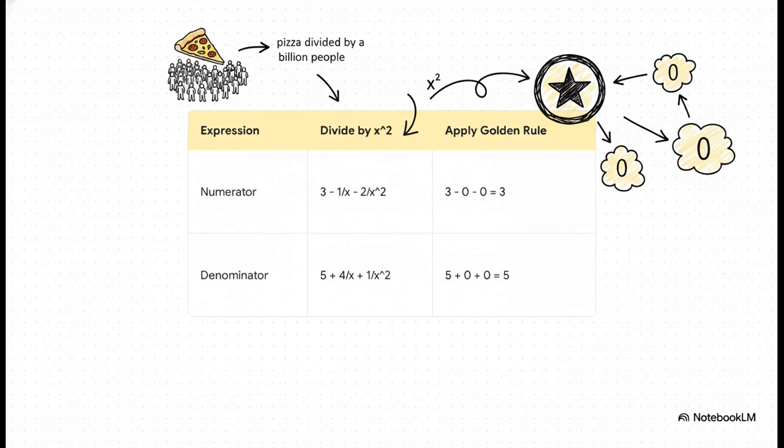We do the exact same thing to the denominator. Now, step 3. We apply the golden rule. As x approaches infinity, any term with an x in the bottom, remember, that's our single pizza divided by a billion people, goes straight to 0. So minus 1 over x, 0. Minus 2 over x squared, 0. The 4 over x and 1 over x squared both vanish entirely into 0.